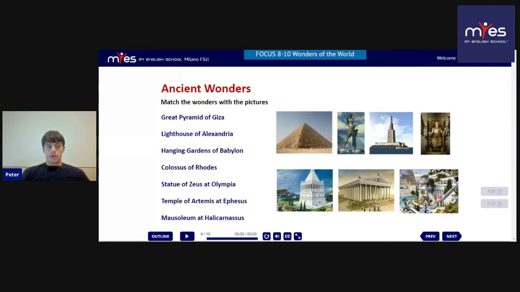Picture number 1 is the Pyramid of Giza. I have unfortunately not visited it yet, but Egypt is one of the places that I am very desperate to visit.